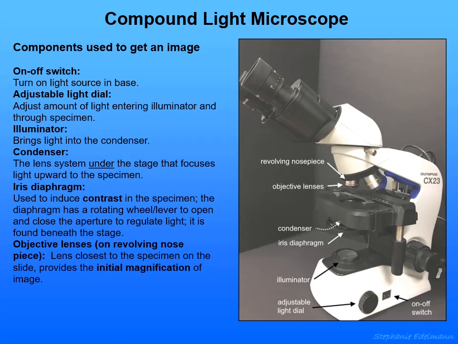Then the light will go through the slide or the object that you're looking at on the stage, and the light will enter the objective lenses on the revolving nose piece. The lens closest to the specimen on the slide provides the initial magnification of the image.